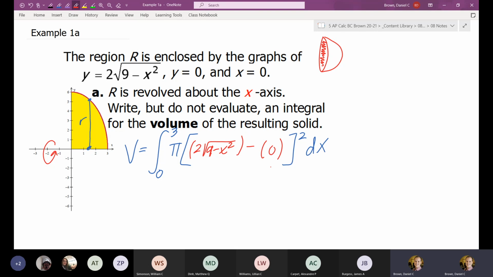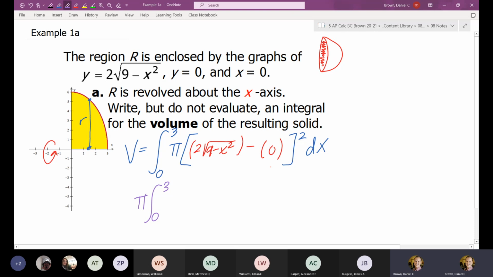I will say often on the AP exam, they tell you to set it up. Sometimes if it's multiple choice, they might simplify it. Some ways that they often simplify the answer: pi is a constant, so it's often brought to the outside of the integral sign. And you'll see me write it that way often as well, just to get it out of the way.